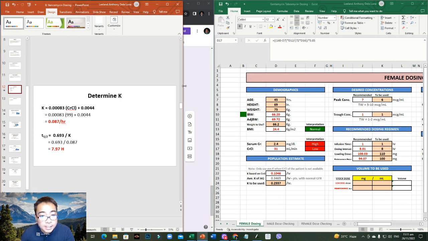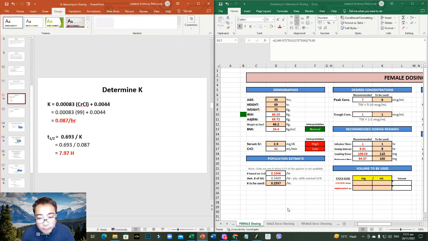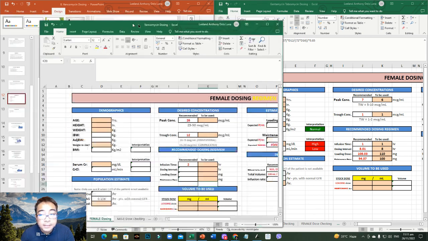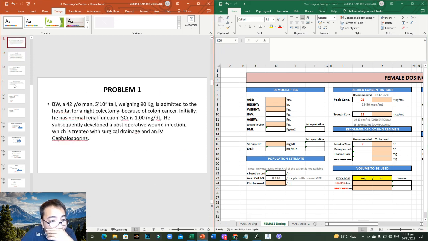Okay, so for this part, vancomycin. Okay. So let me show you guys how we use the Excel sheet for vancomycin. So again, guys, kailangan lang naman dito is creatinine clearance. And our patient is, let me check, female nga ba? It's a man, 5'10" in height. So sa male dosing tayo.